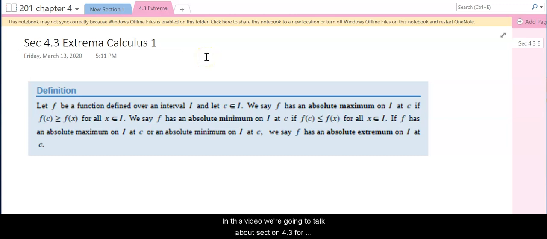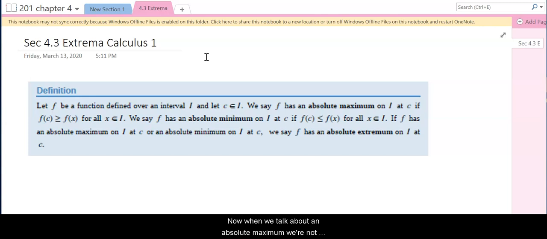In this video, we're going to talk about section 4.3 for Calculus 1, which talks about extrema. Extrema is a word that includes both maximums and minimums. Maxima would be plural, maximum is singular, and the same for minima and minimum. If we want to refer to the extremes on a graph, a maximum and a minimum, then we call them extrema for plural and extremum for singular. So in this section, that's what we're going to be dealing with.